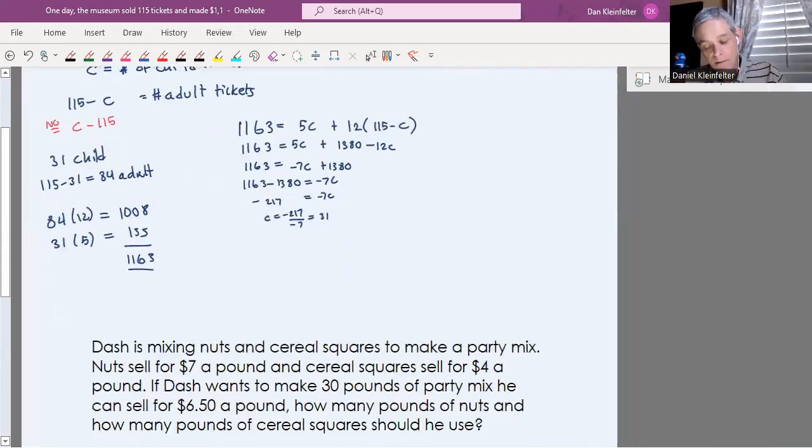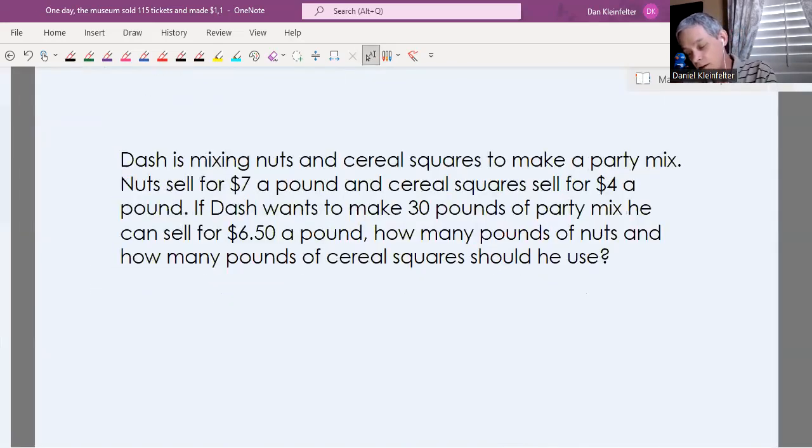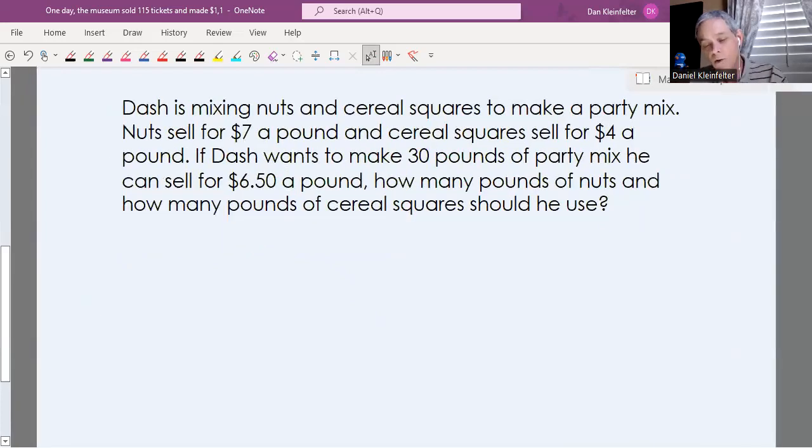In our next problem, we're mixing snacks. Sometimes we're blending fruit punch of varying strengths. Sometimes it's two different kinds of coffee, a good coffee and a cheap coffee. Here it's a snack mix, okay? So there are very similar setups to these problems, just different stories. Okay, so the story here, it says Dash is mixing nuts and cereal squares to make a party mix.